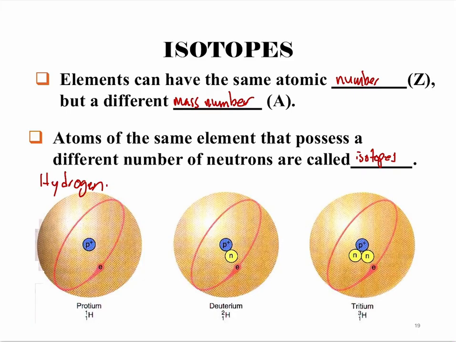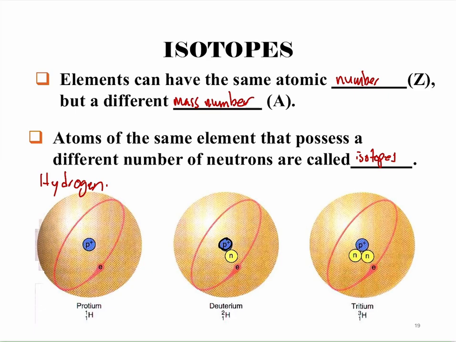Then we have deuterium, right? So now we still have the same single proton, because all isotopes have the same number of protons, same electron, but now we've added a neutron to the hydrogen. And then tritium, which is going to be another isotope of hydrogen, same number of electrons, same number of protons, because those stay the same, but different number of neutrons, right?